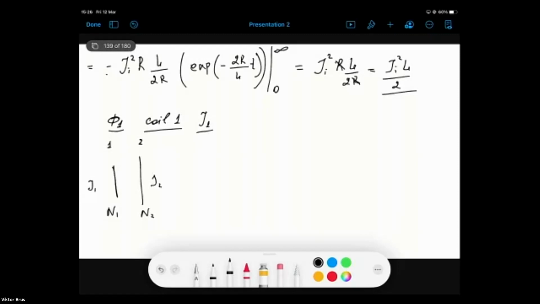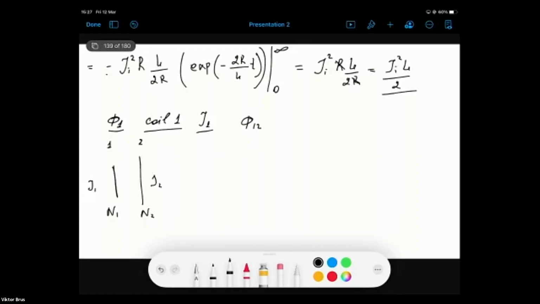However, there is also some magnetic field flux through coil 2, which is F12, caused by the current I1 in coil 1.